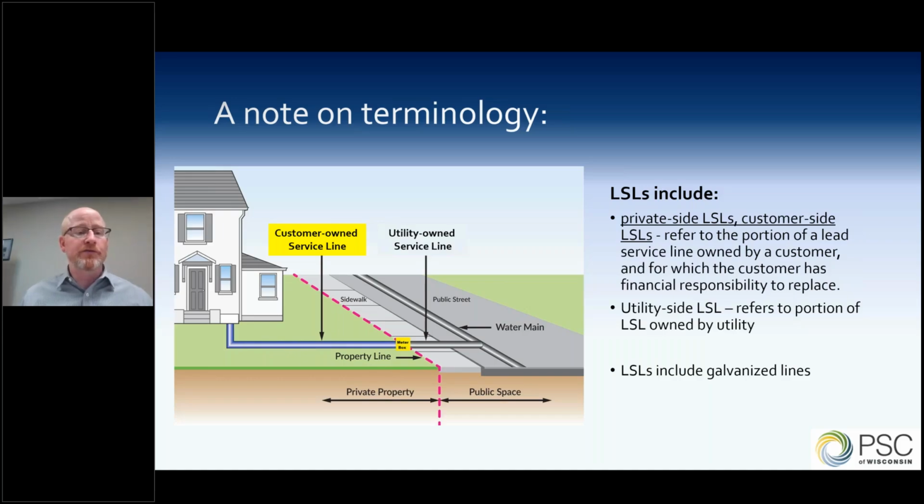Okay, a couple of notes about terminology. I'm going to guess most of you are very familiar with this, but I put it up here just to set the stage.